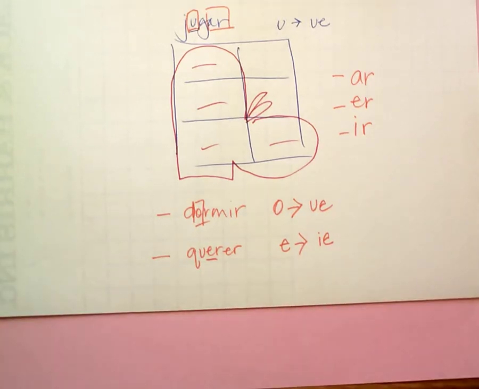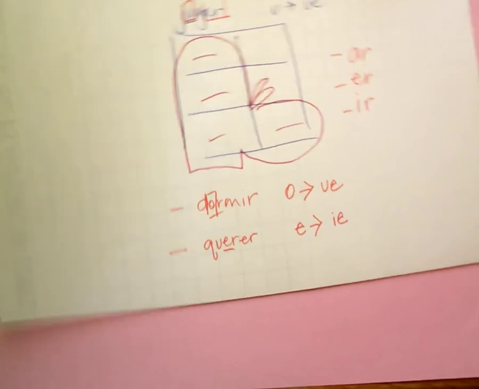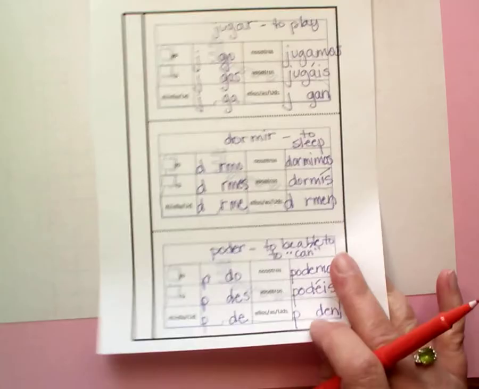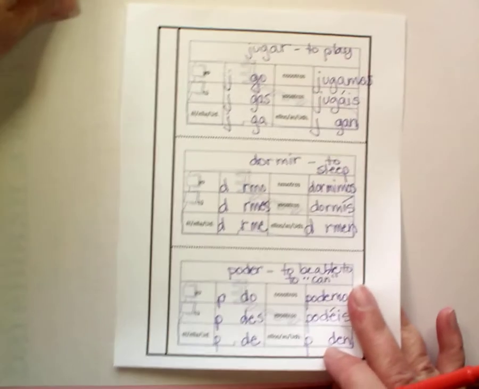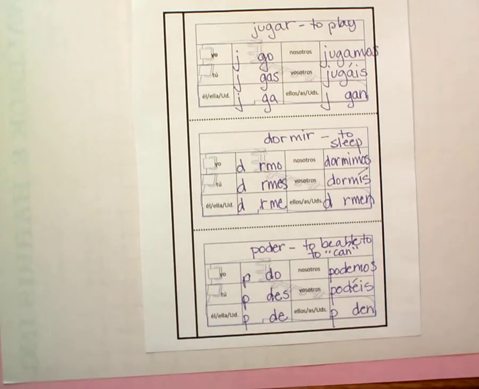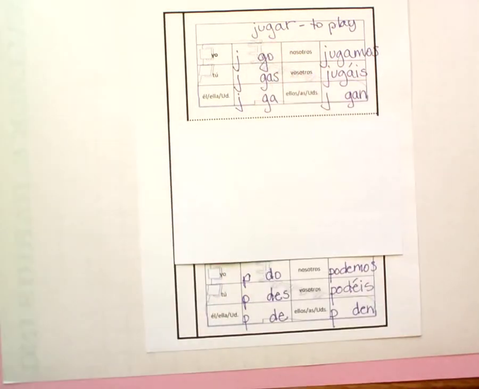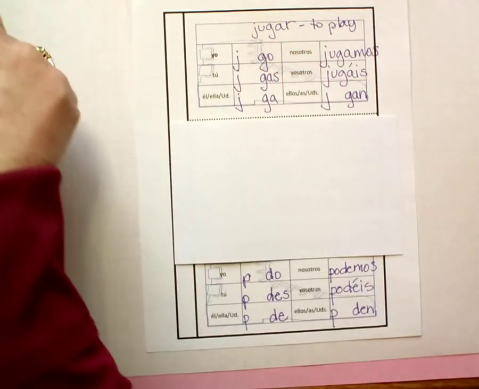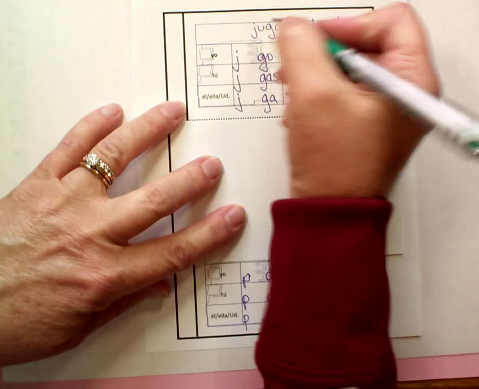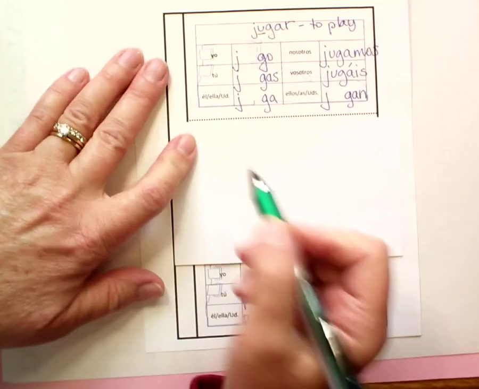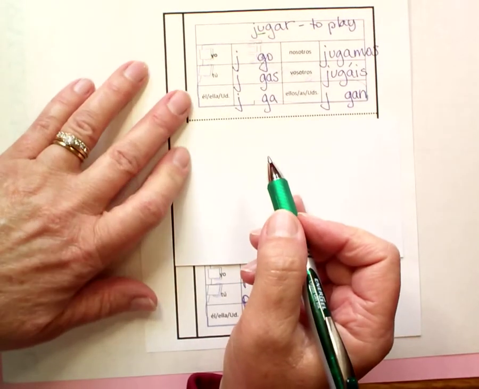So let's take a look at the verb jugar, which we have learned before. The verb jugar changes in the stem from U to UE. Jugar is actually the only verb that changes from U to UE.